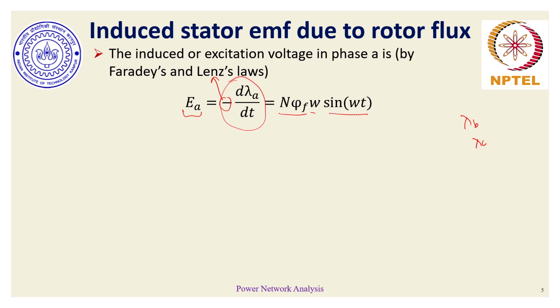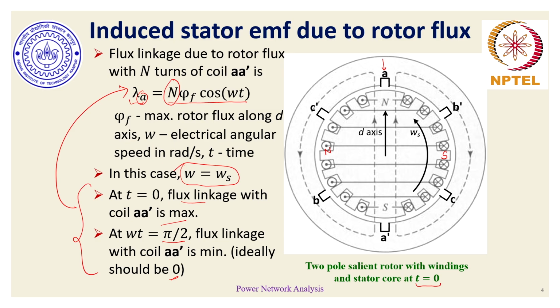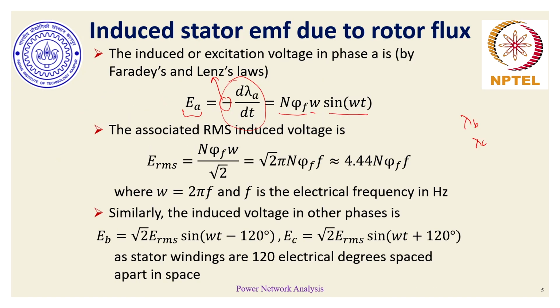And remember, the phase windings on the stator are intentionally placed 120 degrees electrical apart. So if we write the expression for lambda B or lambda C, they would inherently have cos of omega t plus or minus 120 degrees as the argument. From there, if we find the corresponding induced EMFs in phase B and phase C windings, because the windings are 120 degrees electrically spaced apart, the induced EMFs also turn out to be balanced voltages with the same RMS value as defined by the corresponding N phi f omega expression.